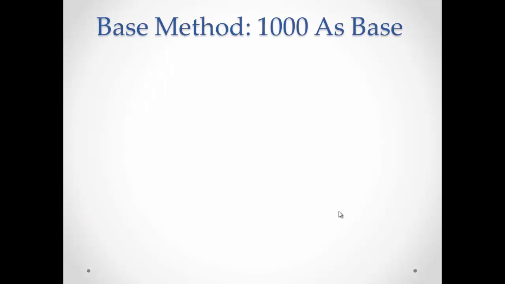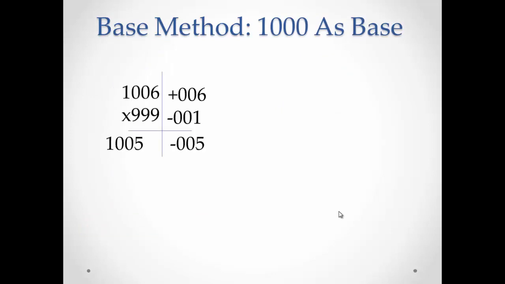Let's take a base method with 1000 as its base. So 1006 times 999. It's 6 more than 1000, and another one is 1 less than 1000. So 999 plus 6 is 1005, and 6 times minus 1 is minus 006. Now we will remove 1 from 1005. So we are left with 1004 on the left hand side, and we subtract 6 from 1000, we are left with 994. So 1004994 is the answer.